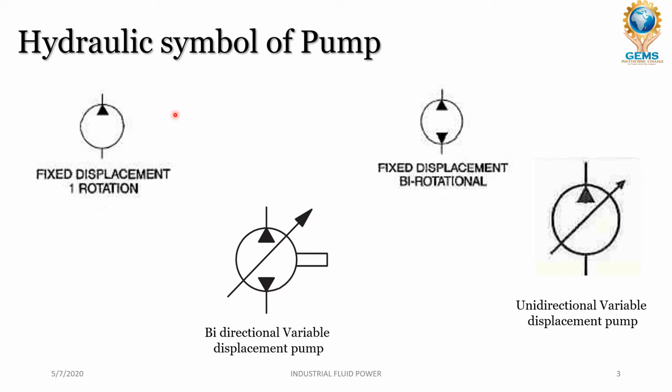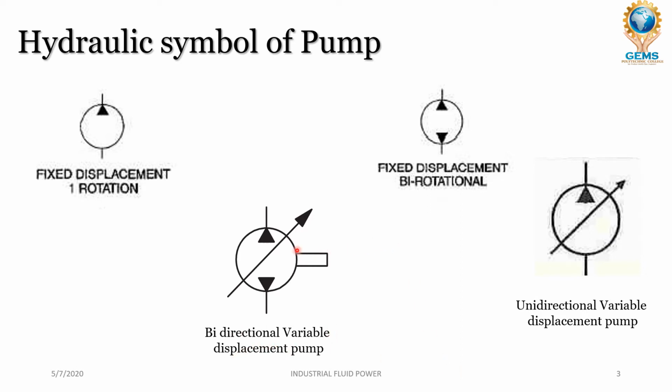This is the symbol used for a pump. This is the fixed displacement, one rotation. And this symbol is used for fixed displacement birotational, so two-side rotation can happen. And this is a unidirectional variable displacement pump. This arrow represents that you can vary the displacement, you can vary the flow, displacement or discharge. And here this symbol denotes a bidirectional variable displacement pump.